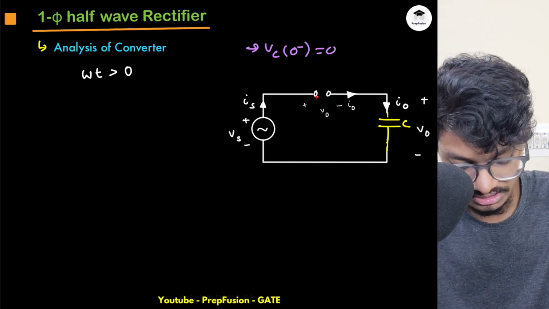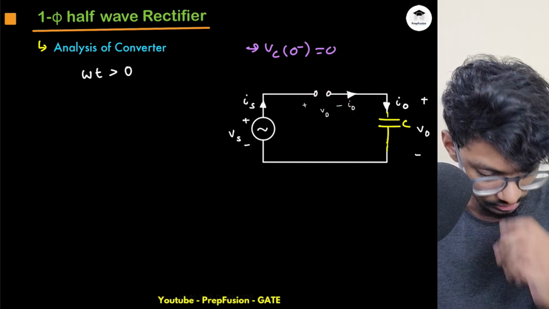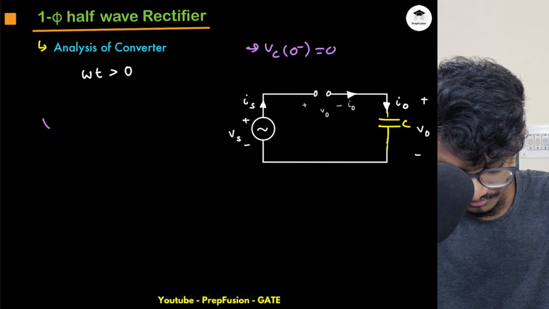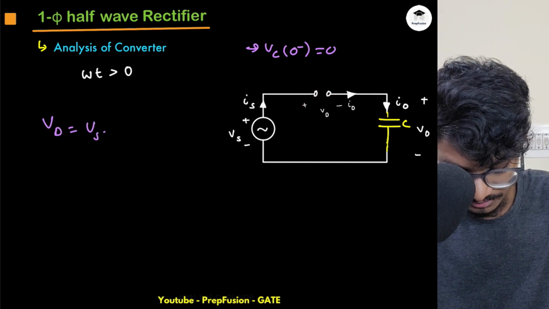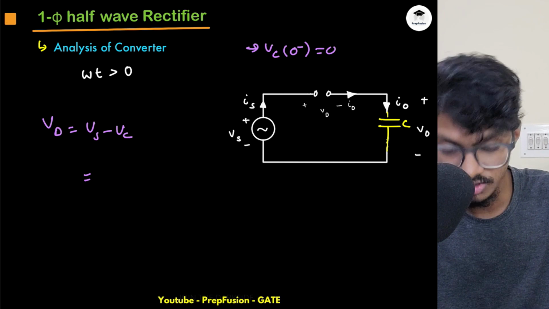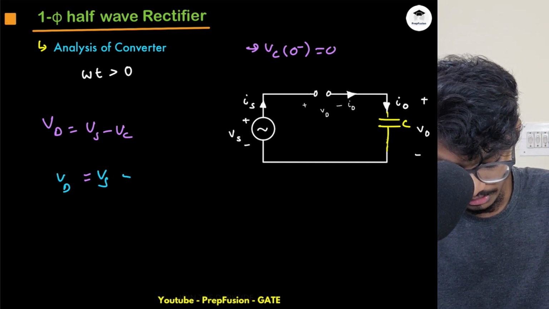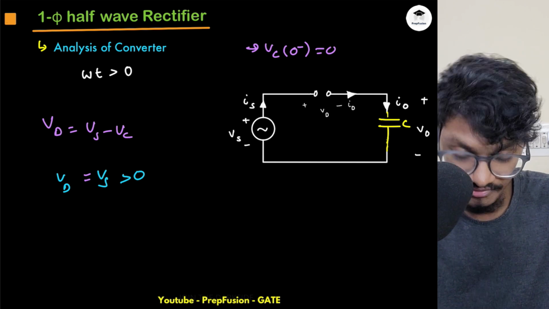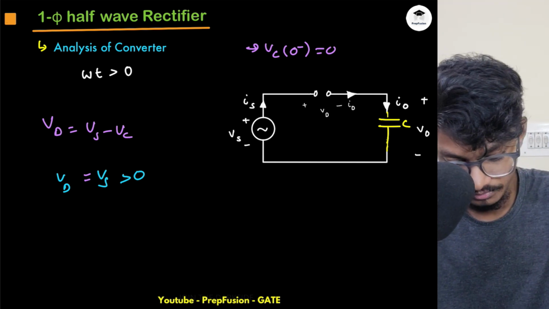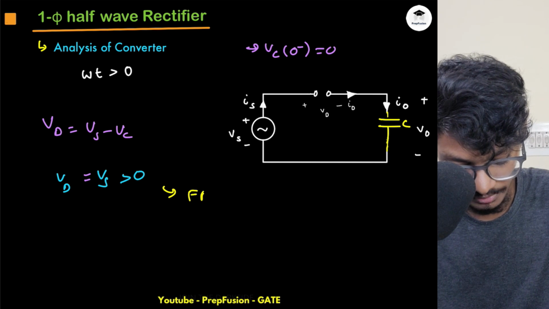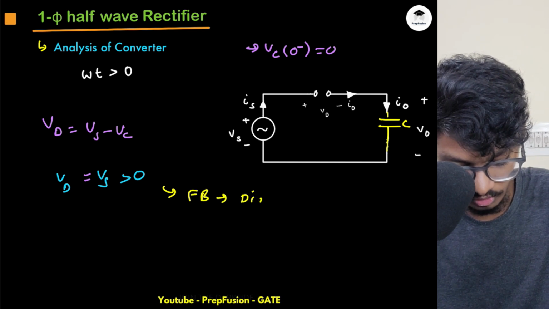So as soon as this voltage is applied, what is my Vd? Vd is simply Vs minus Vc. Vc(0 minus) is 0, so Vd is simply equal to Vs. So it is greater than 0. If it is greater than 0, that means my diode is forward biased, hence the diode will be on.